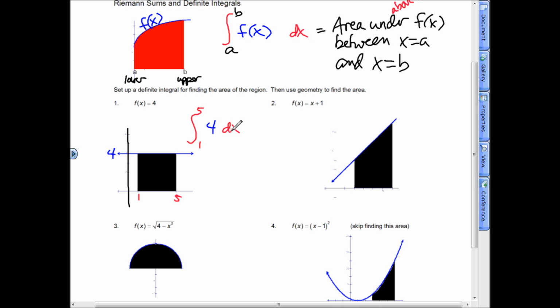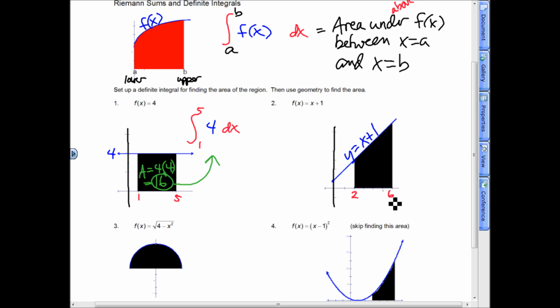Well, if I wanted to find this area, a simple way would be to just say area is 4 times 4. That area would be 16 square units. And if we knew how to figure out that integral, that's what that integral would result in. Okay, number 2, now I've got this function x plus 1. Again, I've kind of lost my x-axis and my y-axis. So this is now y equals x plus 1 for my function. And it looks like we're going from 2 to 6 for my bounds.